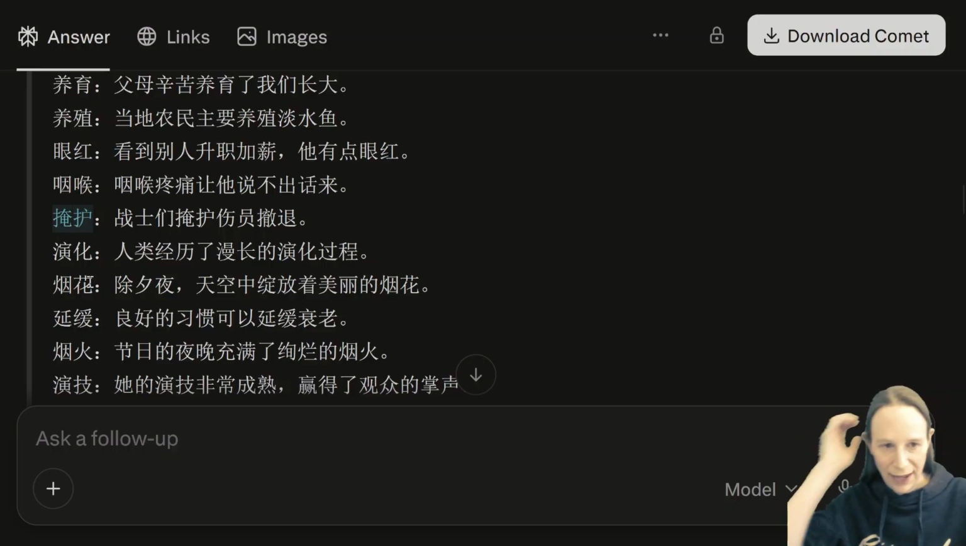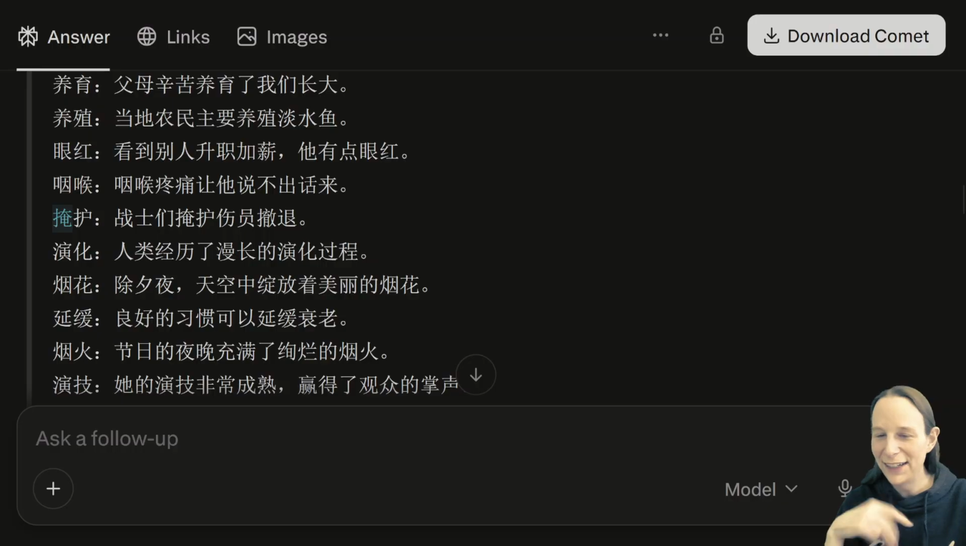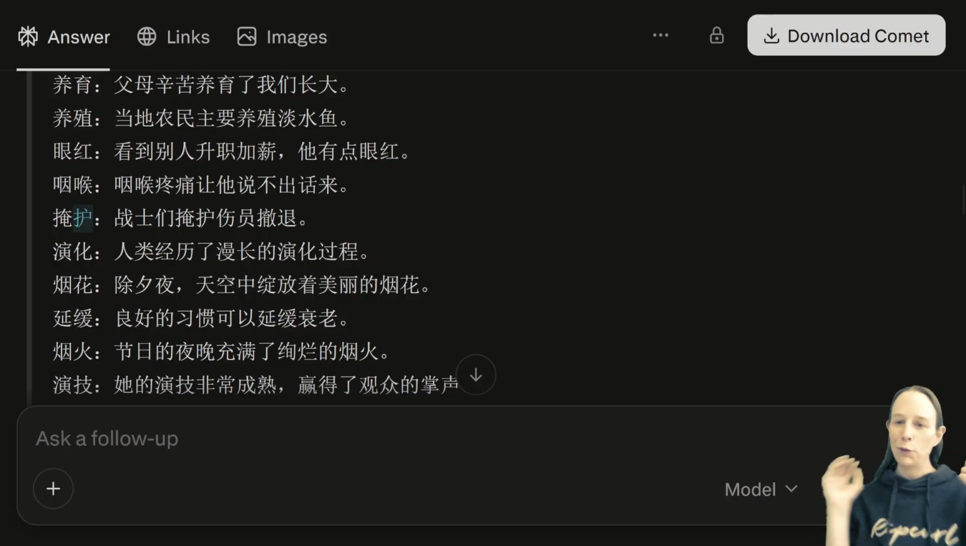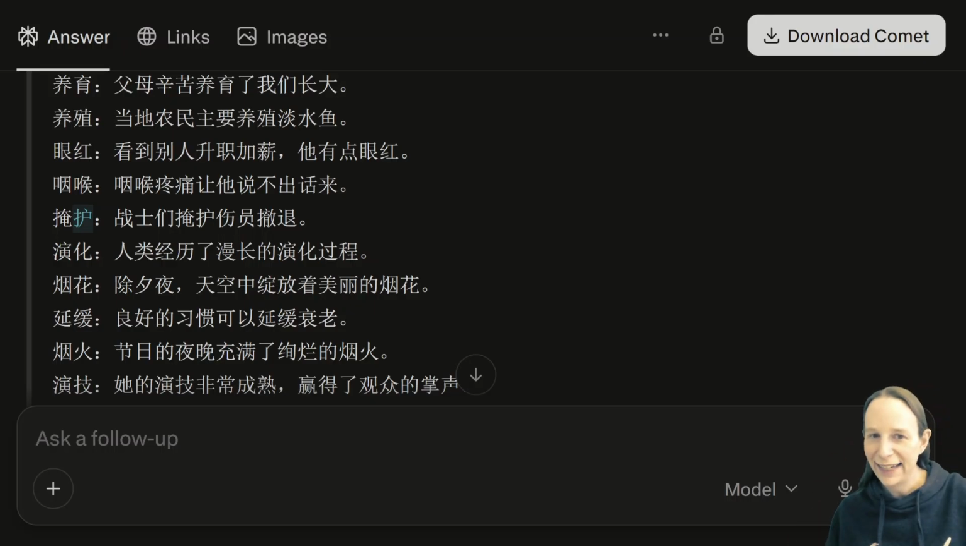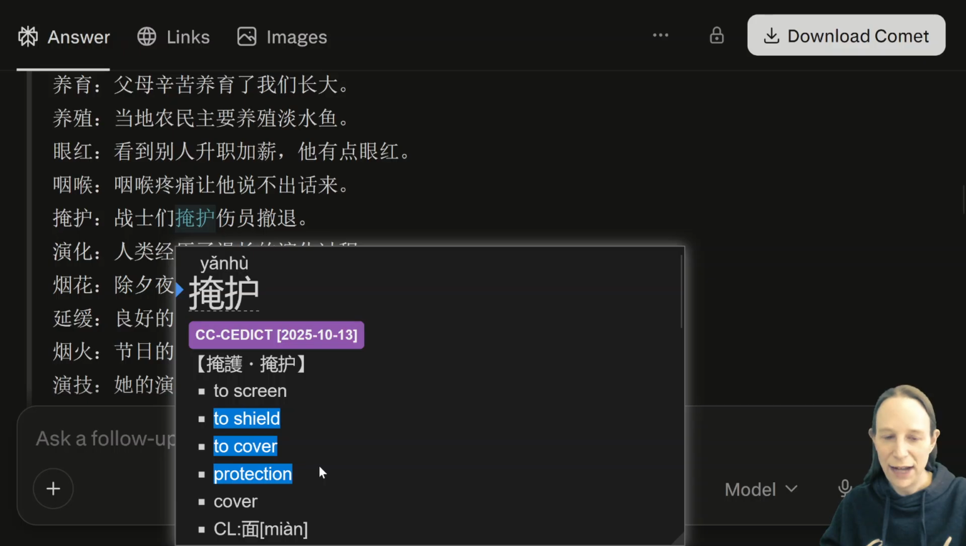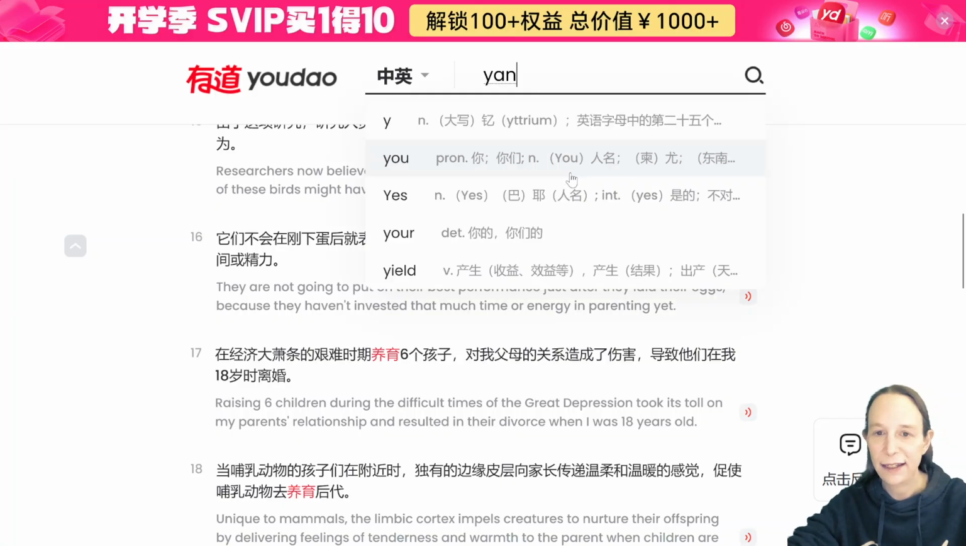掩护. Yeah, so yan. This yan we saw twice already. This is the third time. Yan meaning to conceal or cover. Hu is protect. So yan hu. So this is you're protecting maybe a person from persecution or something like this. 战士们掩护伤员撤退. Yeah, shielding or covering. Okay, maybe not persecution. Yeah, maybe yan bi is better for that. I'm not 100% sure actually.